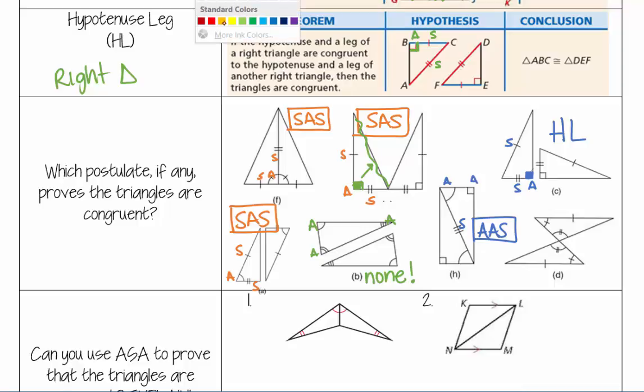Last one. So I have a side, an angle, and an angle. Remember, the side has to not be included, and that's the case for this one. So this one can also be proven by angle, angle, side. Now this could be written the other way around, SAA, and it's the same thing. I don't know why we do angle, angle, side.